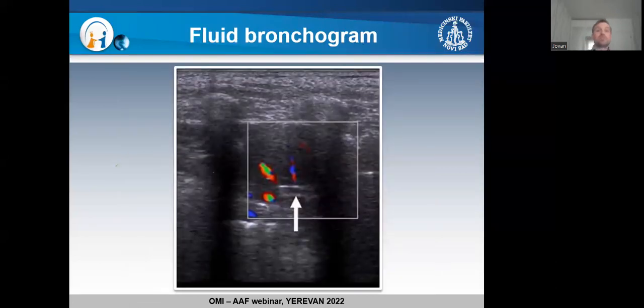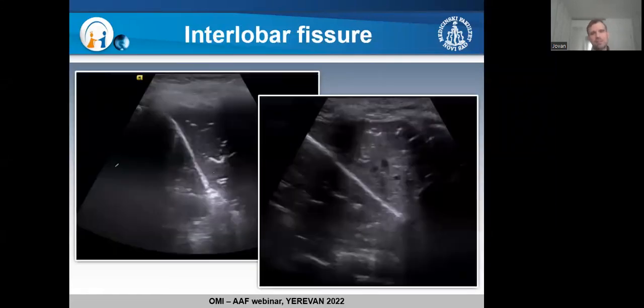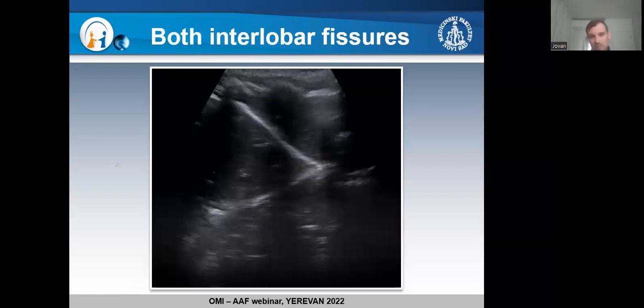Then again, there is a fluid bronchogram when you see fluid, mostly inflammatory content within the bronchus. And here you have to turn on your power or color Doppler not to mix a fluid bronchogram with a vessel. Then if there is an involvement of two adjacent lobes, there you can see an interlobar fissure very nicely. Sometimes you can see both interlobar fissures. This was obviously a right side, right lung.